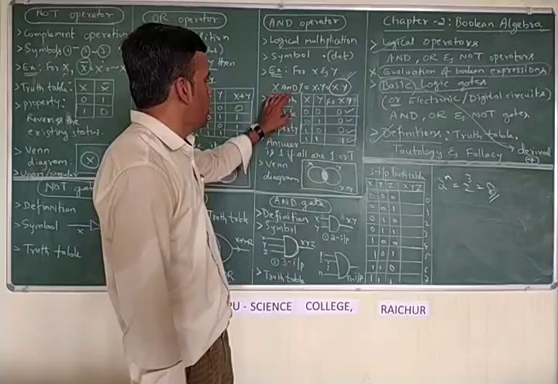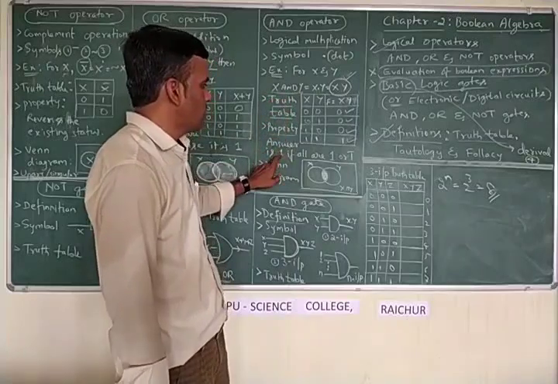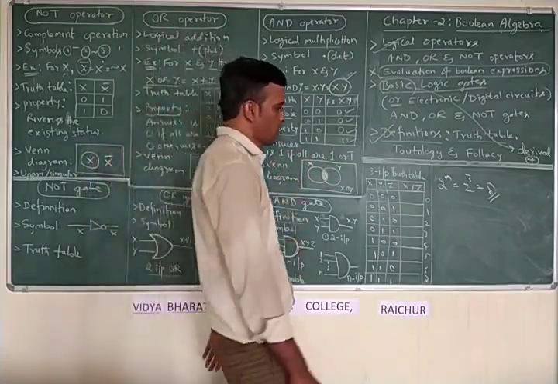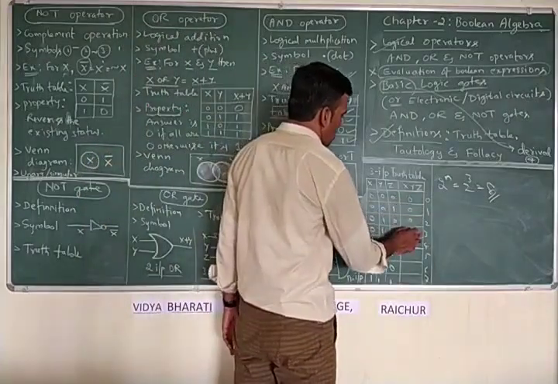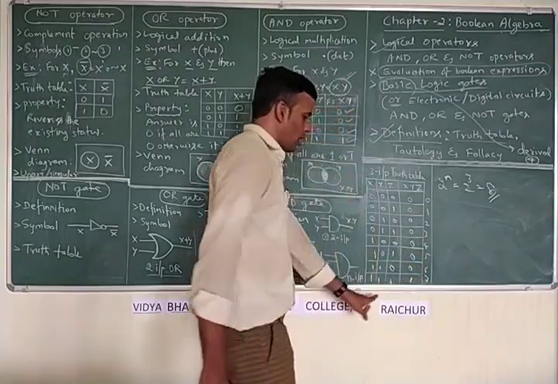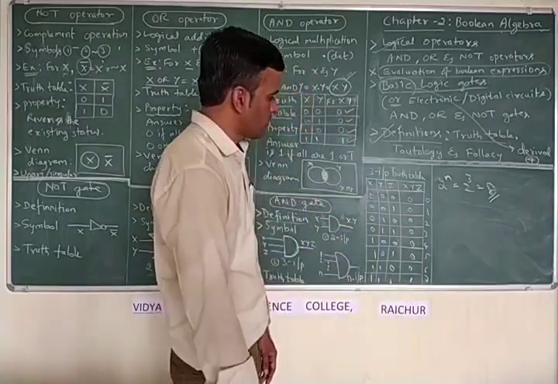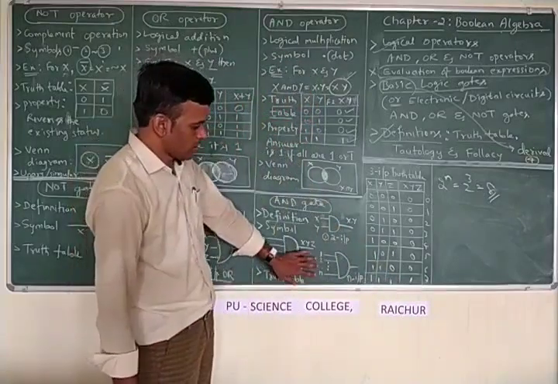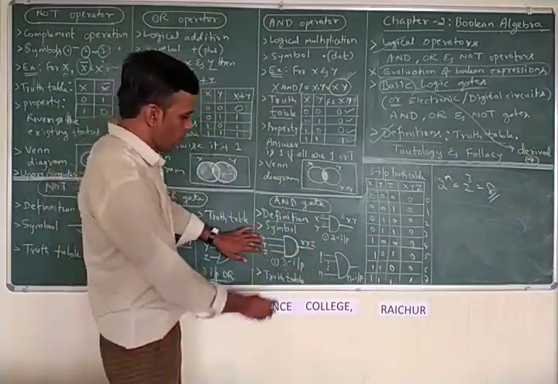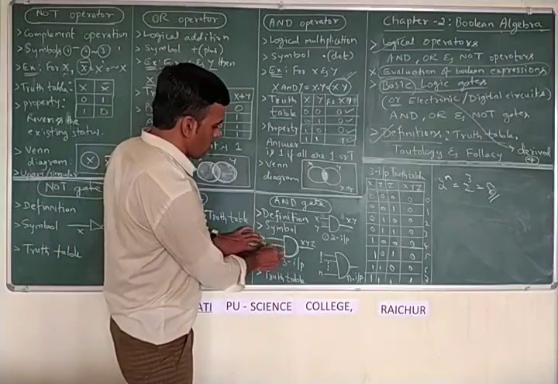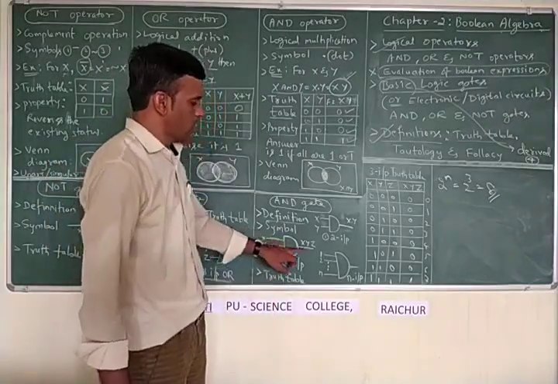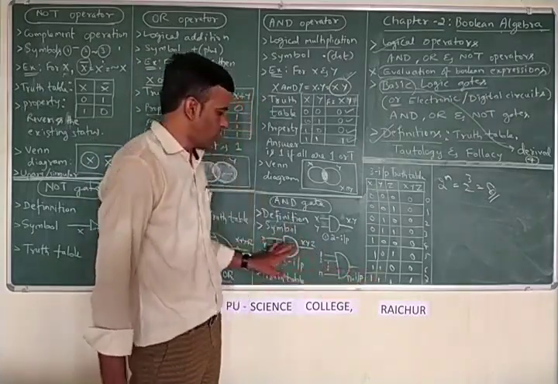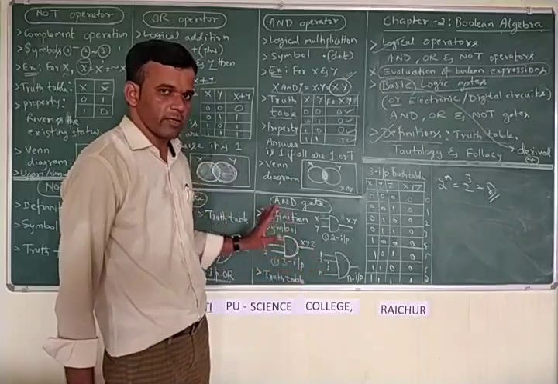Now the AND operator property is the same. If all are 1, then only the answer is 1. Otherwise it is 0. So here all are 0 except the last case. Here only we are going to see a signal. Means when there are 3 input signals and you apply high volts for all the inputs, then only you can see a signal at the output side. Otherwise, it is going to be 0 at the output side.